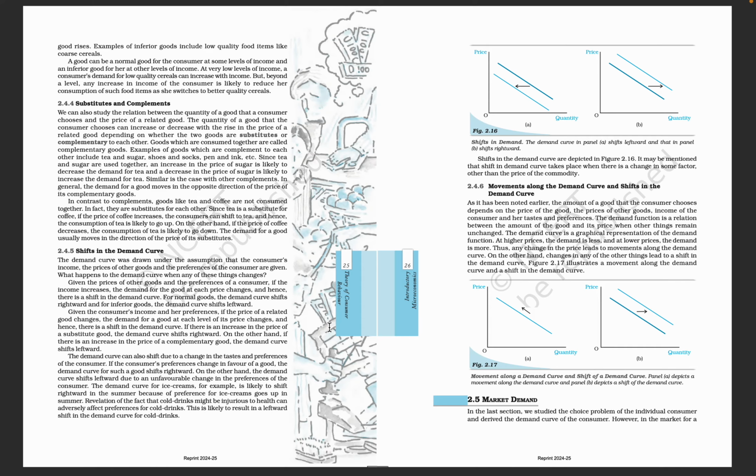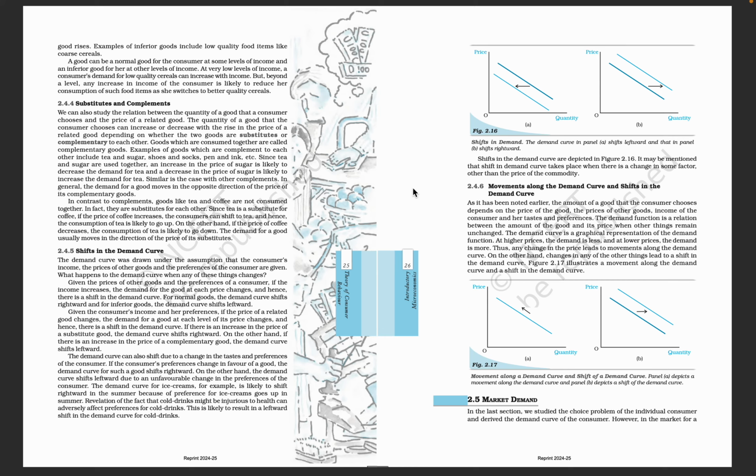Substitutes and complements. We can also study the relation between the quantity of a good that a consumer chooses and the price of a related good. The quantity of a good that the consumer chooses can increase or decrease with the rise in the price of a related good, depending on whether the two goods are substitutes or complementary to each other. Goods which are consumed together are called complementary goods.